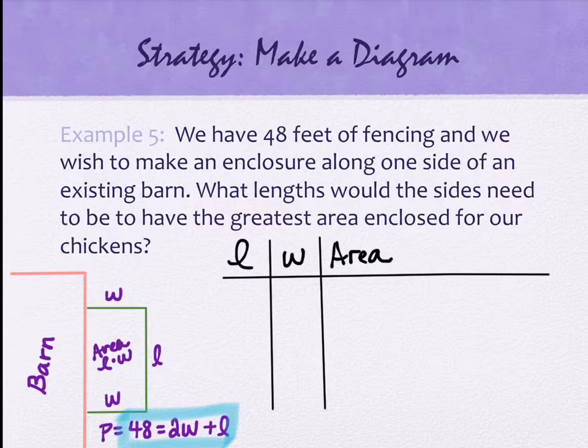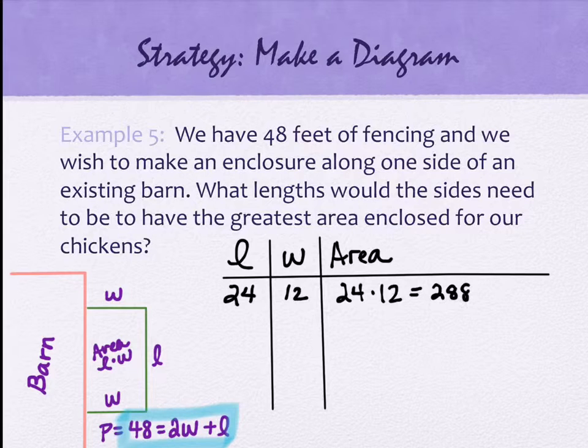So somebody give me a pick for L, since I listed L first. What would you like L to be? 24. If L is 24, how much do we have left over of the fencing? 24. And I have to split that between the two W pieces, right? So how much will each W be? 12. And then how do I find my area? Well, I multiply 24 times 12. What does that give me? 288. And it's square feet, so I'll write feet squared right here for now.